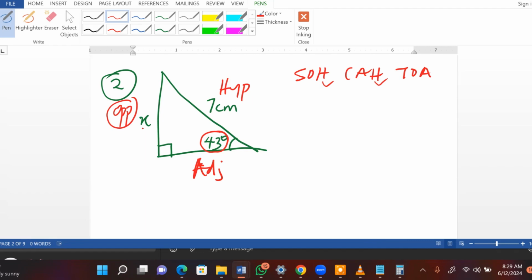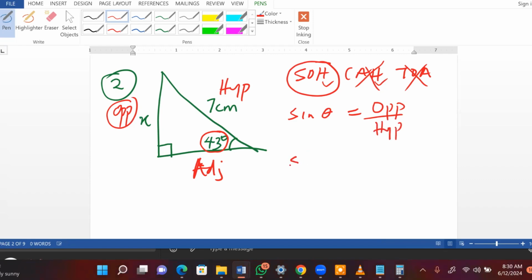Which of the SOH and CAH is it? So we are using SOH, we are not using this, we are not using this. So that means sine theta equals opposite over hypotenuse. Right? So sine 43 degrees equals opposite. What's the opposite here? X. So we put X here. Hypotenuse is 7, we put 7 in.